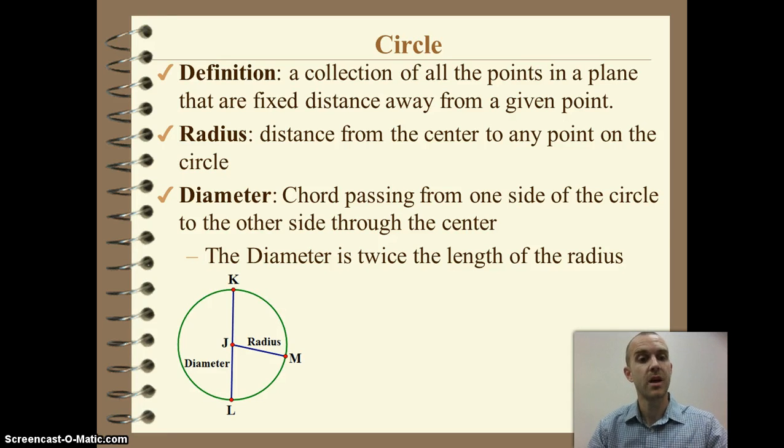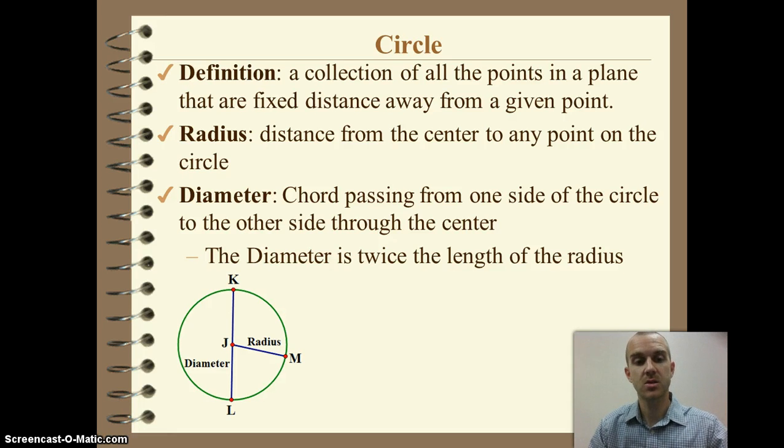point on the circle. The diameter is going to be the chord that passes from one side of the circle to the other and has to go through the center. So it's a very special chord inside of our circle. And what we know because of that is that the diameter is twice the length of the radius.